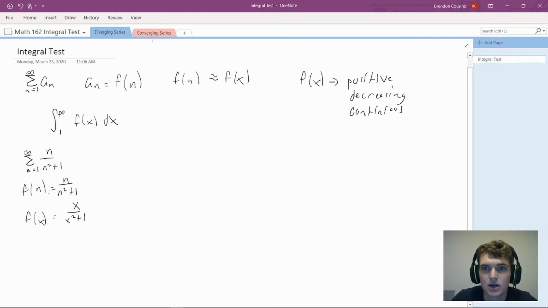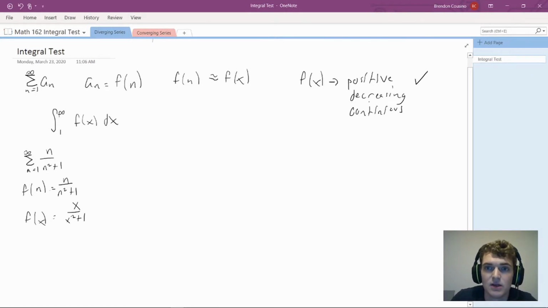So let's check to see if it's positive. If we look at our function x over x squared plus 1, there are no negatives in this function. And if our interval is going from 1 to infinity, all positive numbers, we're only plugging positive numbers into this function, which also has no negative numbers. So that tells us that this function is always going to be positive. We can check that one off. So we've shown that this is always positive.